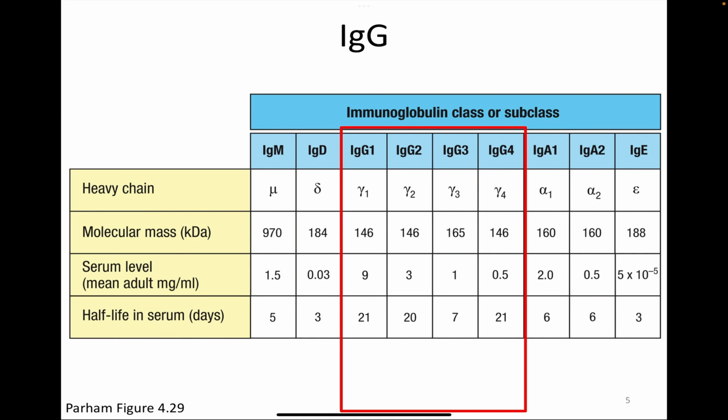The final antibody isotype that we need to talk about is IgG. As you can see here, there are multiple different subclasses of IgG. So here the textbook is showing you IgG 1, 2, 3, and 4. There are even more than that, but we're just going to go with this textbook.